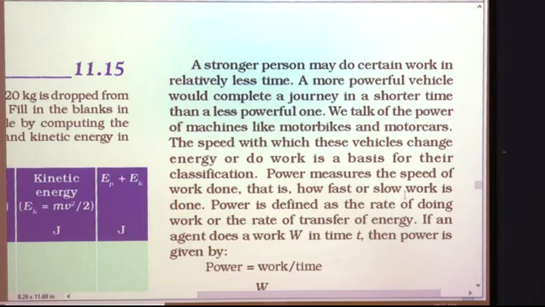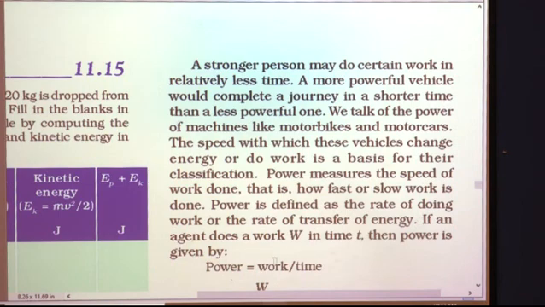Power measures the speed of work done, that is how fast or slow work is done. So, what is power? It is the measure of how fast or slow the work is done. Power is defined as the rate of doing work or the rate of transfer of energy. So, if the question is asked to define power, what you have to write? Power is defined as the rate of doing work or the rate of transfer of energy.